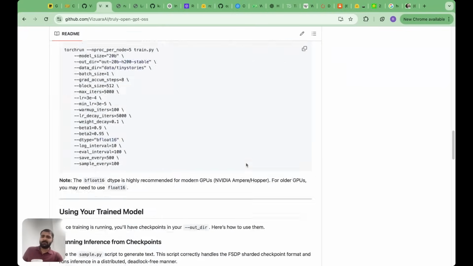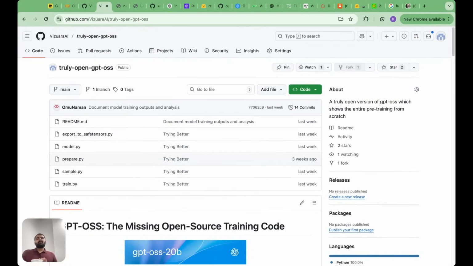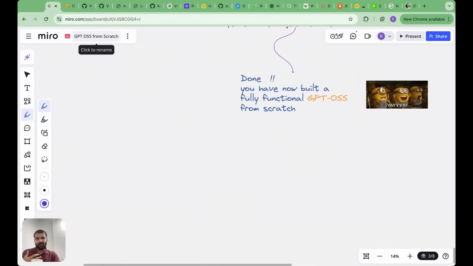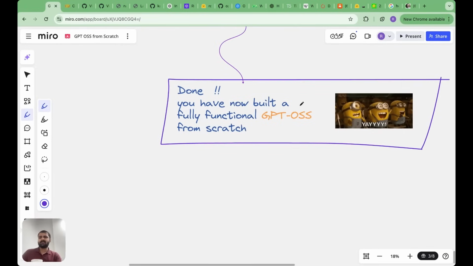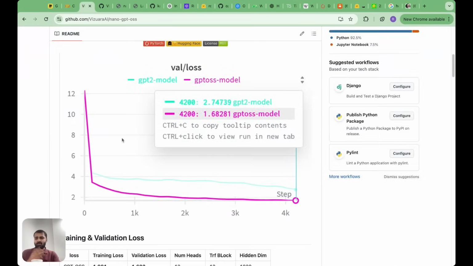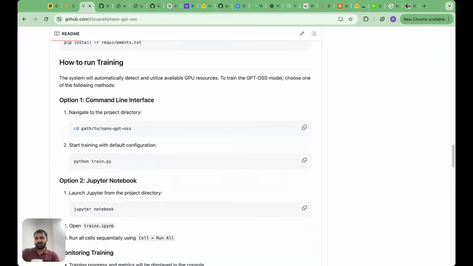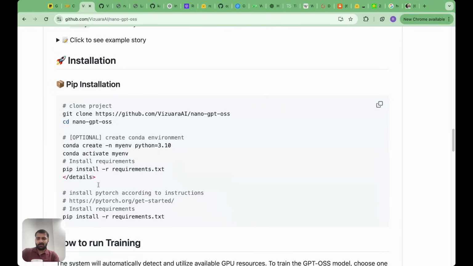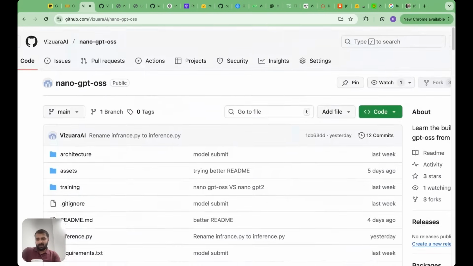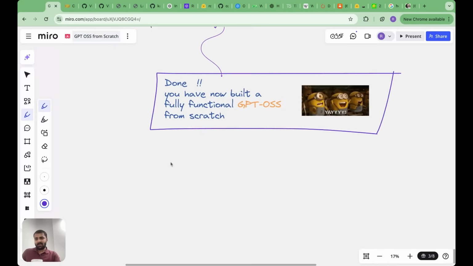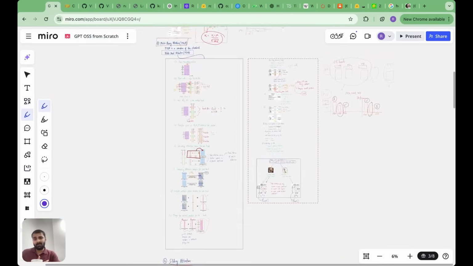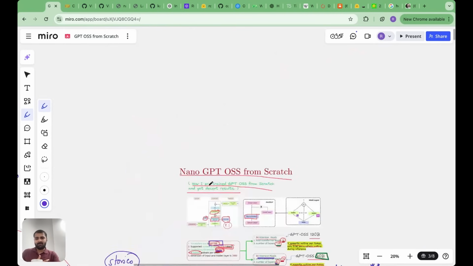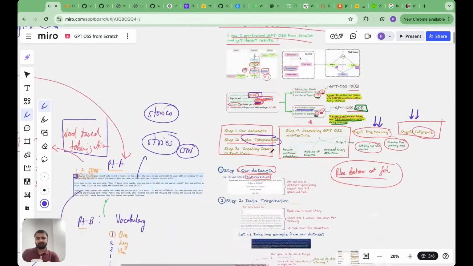I'll be sharing both of these repositories with you. Again, this brings us to the end of this video. It's a pretty long video, but now we have built a fully functional GPT-OSS from scratch. All the instructions to replicate the repository have been very clearly mentioned on the GitHub portal, but just running this repository is not enough. You can make notes of whatever I have explained to you so that you master these concepts. That's going to be extremely important moving forward. And that's my purpose through all of these videos actually.